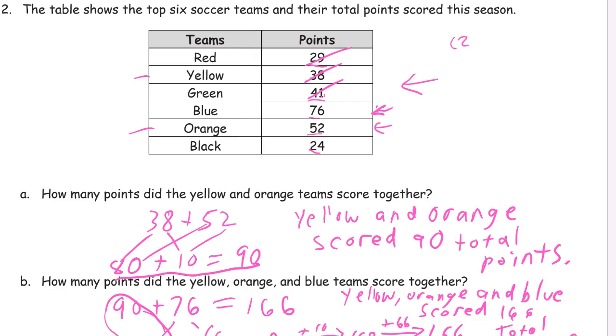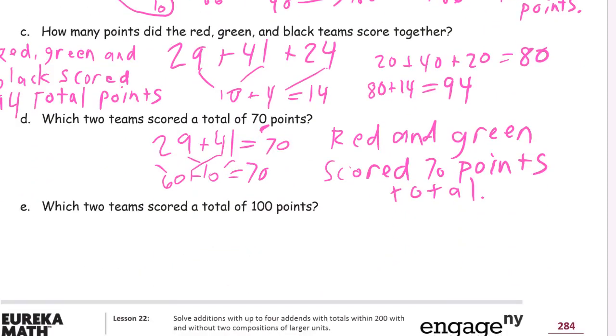So now we got 3 teams left, and of those, we only have the 6 and the 4 here to look at for the 10s digits working out. So the 76 and the 24. Let's try blue and black. 76 plus 24. And you may have found an easier way to come to it than that. But that's just how I did it, starting from the top and working my way down, and just crossing out the ones that I know won't work with any of the other numbers.